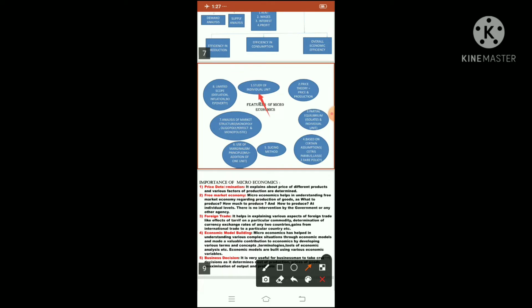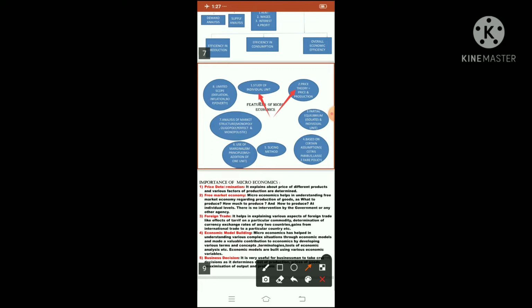Now the second feature of microeconomics is price theory. Already it is mentioned over here, I have mentioned the formula in the column: price theory is equal to price and production. Means price theory is calculated in microeconomics by considering the product price and the production price. Microeconomics is also known as price theory.